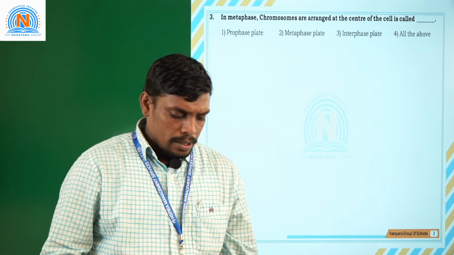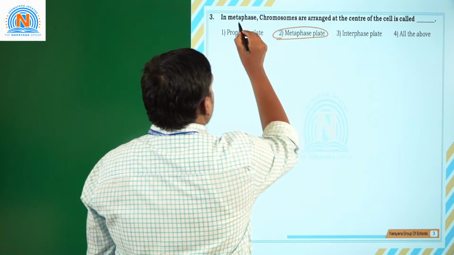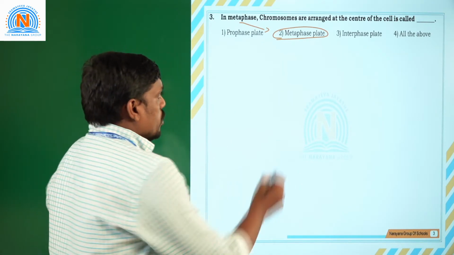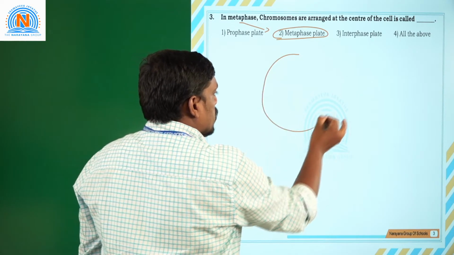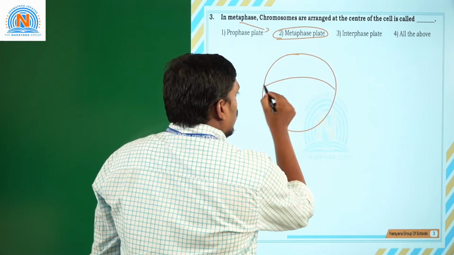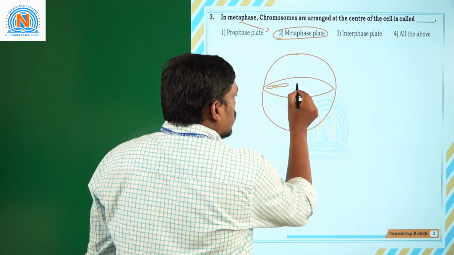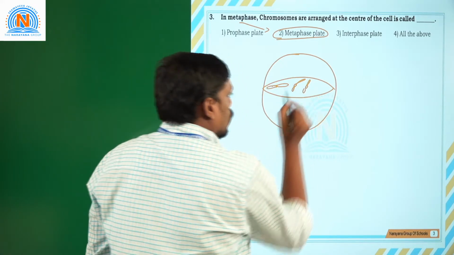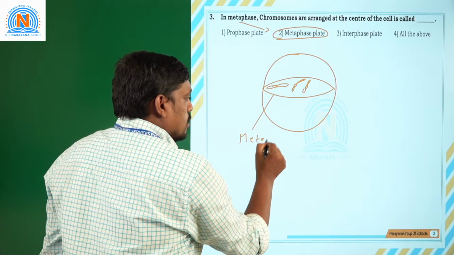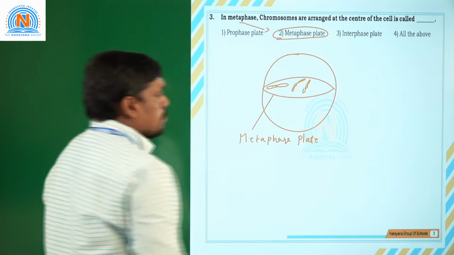What is your suitable answer? It's definitely a metaphase plate. Why? Because it takes place during metaphase, hence it is called a metaphase plate. How does this metaphase plate look? Suppose, imagine it is a cell. At the center of the cell, a plate-like structure appears. In this plate-like structure, you can see some special structures called chromosomes. So this plate-like structure first appears at metaphase, hence it is called a metaphase plate. What is it called? Metaphase plate.